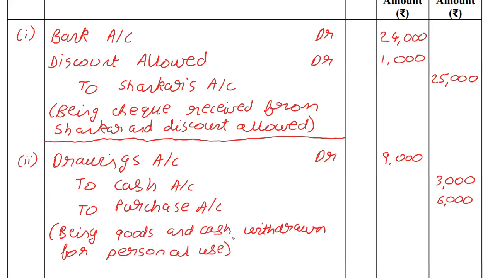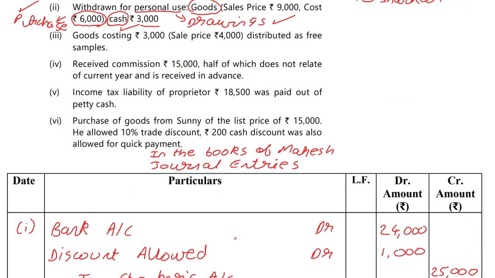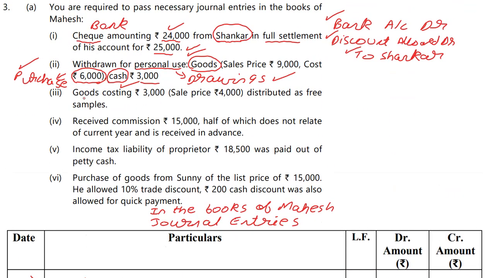Okay, going back upstairs, we have goods costing 3,000, sale price 4,000, distributed as free samples. Whenever we have free samples, that itself can be the name of your account. Alternatively, you can think of advertising. That wouldn't be wrong either. And let's see what else can we think about. Sales promotion. Either way, it means the same thing.